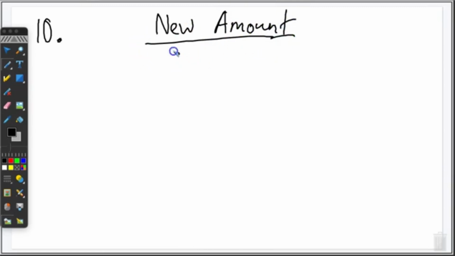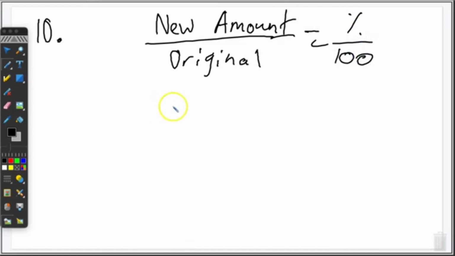Tyson does 75 sit-ups during his workout. He wants to increase his sit-ups by 15%, which represents the new amount of sit-ups. So there's no selling price, but this is a markup. So we can do new amount over original equals percent over 100. We don't know the new amount that he's going to do, so that's a question mark. But we do know the original amount he does is 75.